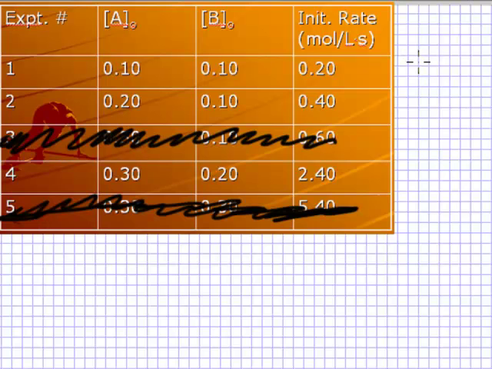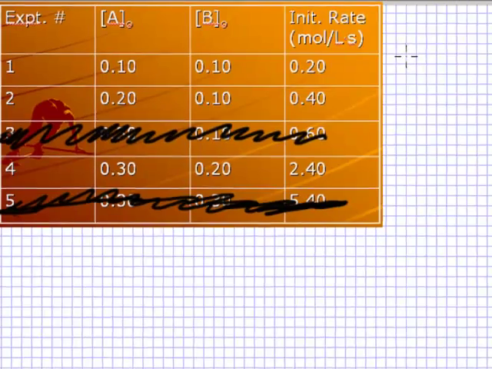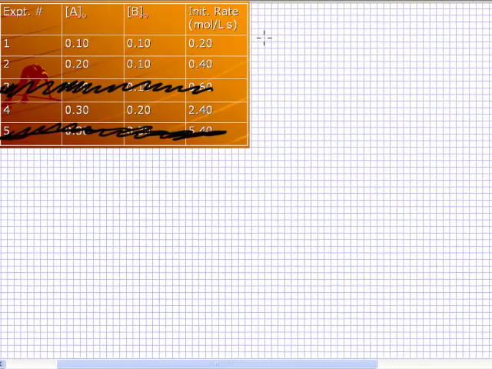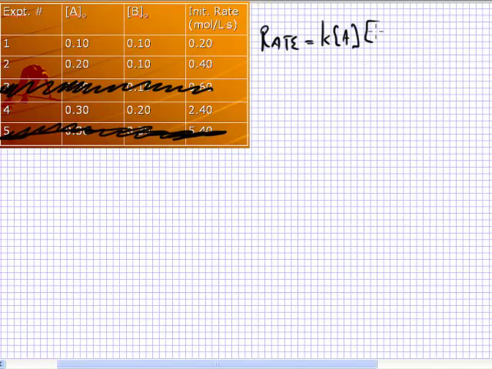Starting out from the assumption that it would be possible for you to figure out the concentration dependency on rate for A, or in other words, the order of A, we could write that rate is equal to K times concentration of A to the 1 power times concentration of B to the we don't know yet. Let's call it N.